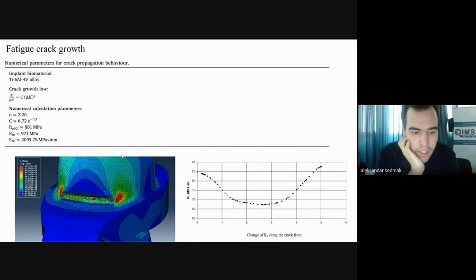Here you see the stress states in one particular step of fatigue crack propagation simulation. So you see that the maximum stress states are on the far ends of the crack, where it propagates the most. On the picture to the right, you see the change of K1 values along the crack front. As you see, the first and final dots show the stress states on the far ends of the crack.